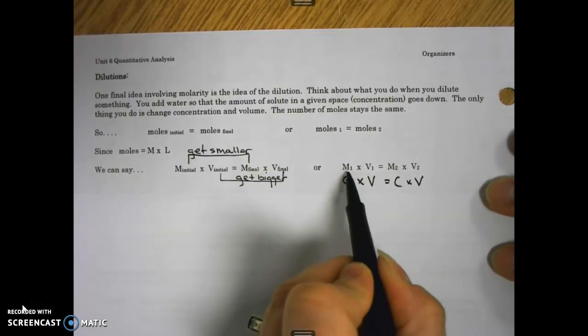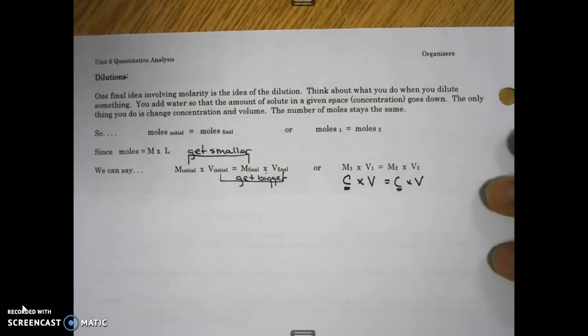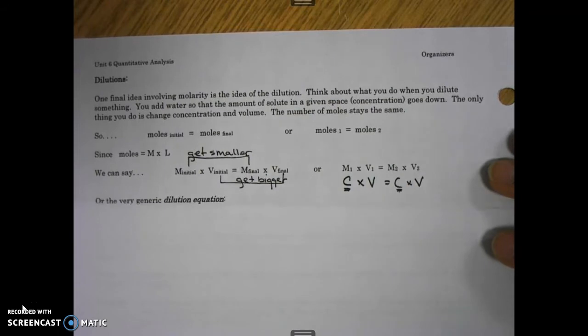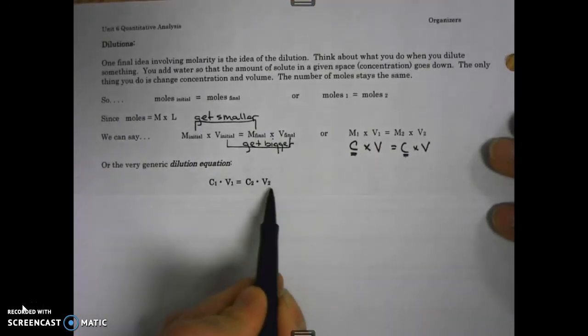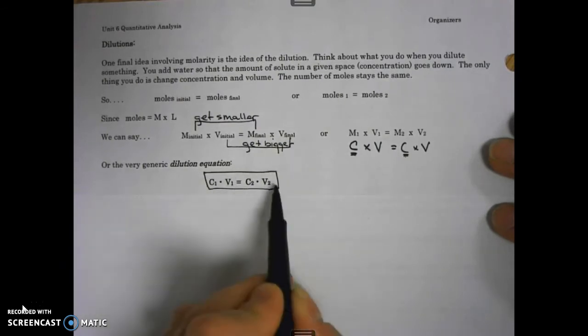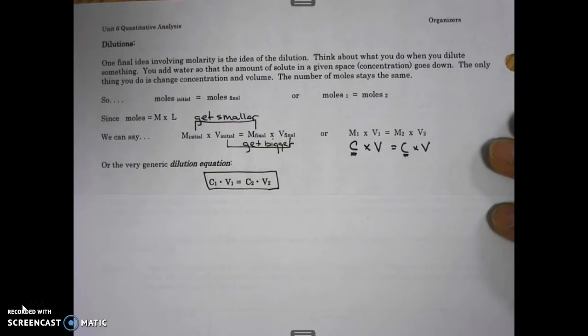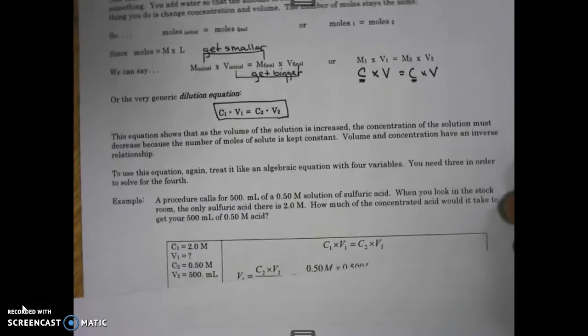Even though the concentration we typically use is molarity, please realize that it doesn't matter what the concentration is, this equation applies to it. So, like I said, the generic equation can be this one right here. Concentration times volume before equals concentration times volume after, because we're not changing the amount of solute. So let's take a look at a question.